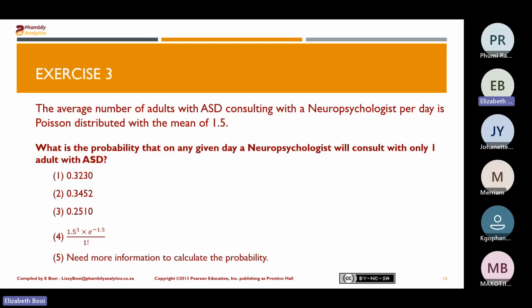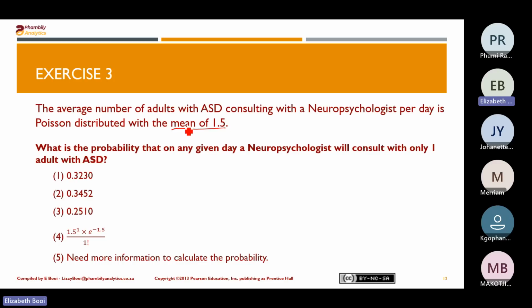So now, the other thing is, don't feel too comfortable using the table because sometimes you get questions like this. As you can see, we do have option 4 on there with some formula. But before we get to the formula, let's read the question. The average number of adults with ASD consulting with a neuropsychologist per day is Poisson distributed with a mean of 1.5. What is the probability that on a given day, a neuropsychologist will consult with only one ASD adult?